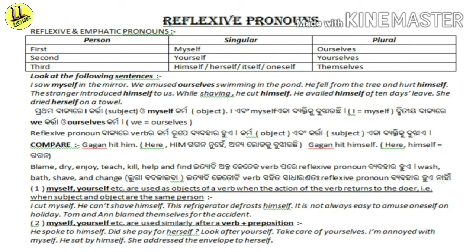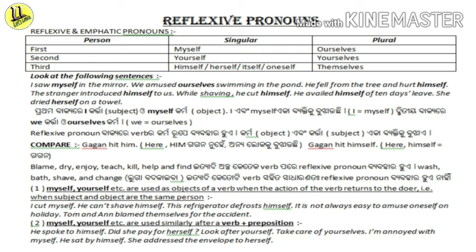Now, we will see there are some reflexive pronouns that are used after some verbs, and the verbs are blame, drive, enjoy, teach, kill, help, and find. And also there are some verbs after which we do not use reflexive pronouns. They are wash, bath, shave, and change. Change means to change our clothes.